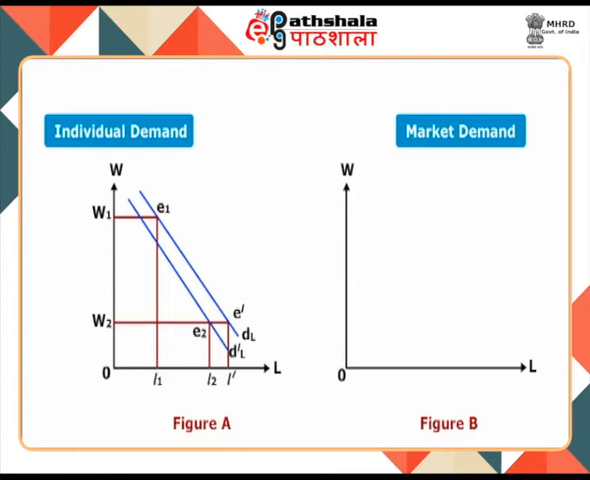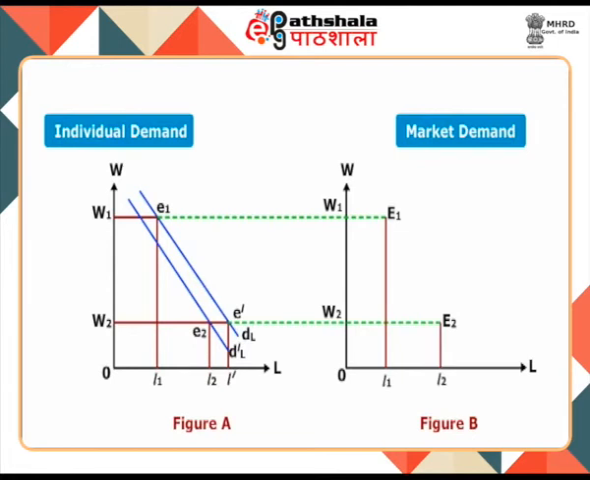Next, we see what happens in the market demand curve for labor, which is shown in the second panel of the figure. At the initial wage rate W1, aggregating all individual firms' demand for labor, we get a point E1 on the market demand curve for labor DL and corresponding OL1 units of aggregate level of employment of labor. At wage rate W2, each firm demands OL2 units of labor, and aggregating over all firms, the market demand for labor will be OL2 in figure B. By joining the points E1 and E2, we derive the market demand curve for labor as DL.